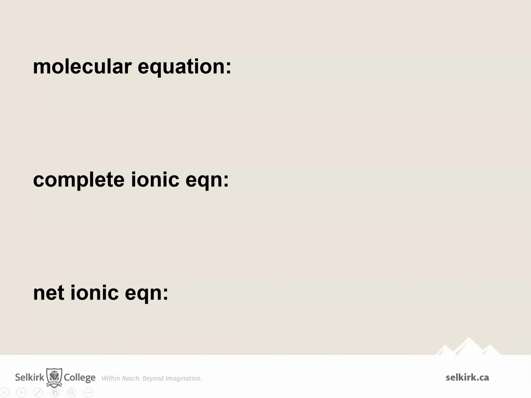Suppose you needed to predict the products before you got to the lab. Let's suppose I tell you that we're going to mix solutions of sodium nitrate and potassium iodide. And I want you to write all 3 equations. Pause the video. All right, what I see is nothing's going to happen. I'm going to put an X through there to say no reaction happens.